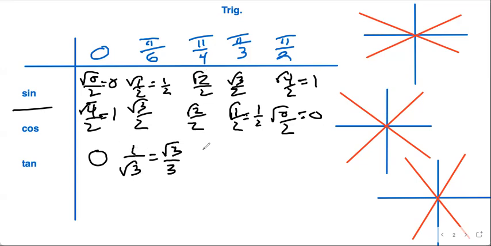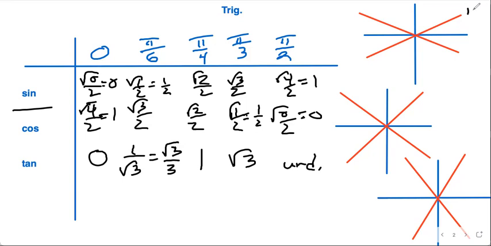Square root of 2 over 2 divided by the square root of 2 over 2 is 1. Square root of 3 over 2 divided by 1/2 is just square root of 3, and 1 divided by 0 is undefined. You can't divide by 0. So those are all the major angles for sine, cosine, and tangent. And if you recall, the reciprocal of sine is cosecant, the reciprocal of cosine is secant, and the reciprocal of tangent is cotangent. So you flip all these for the reciprocal functions.